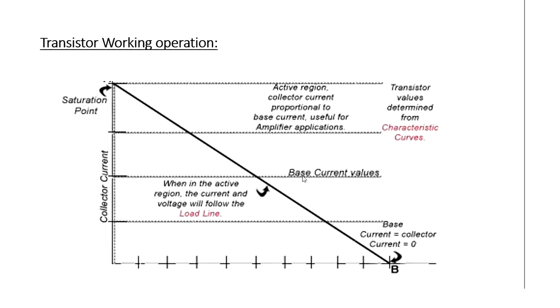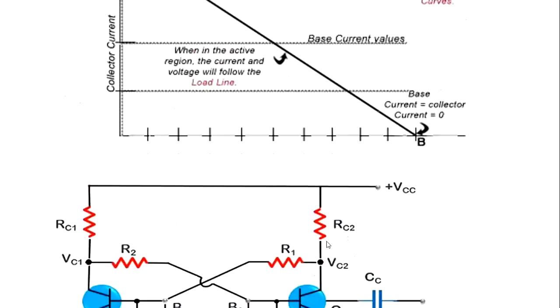Why is the collector-base junction always kept reverse biased? In order to collect a large amount of majority charge carriers from the emitter side. When the transistor is in the saturation region, the emitter-base junction and the collector-base junction are both forward biased and the transistor conducts fully. In the cutoff region, the transistor is not conducting, meaning the emitter-base junction and collector-base junction are both in reverse bias. Now let's move towards another slide.